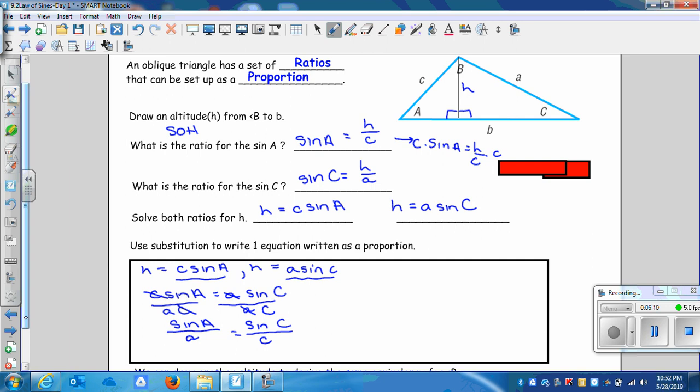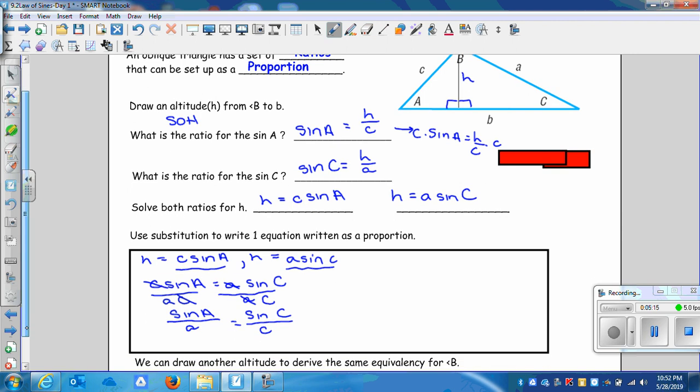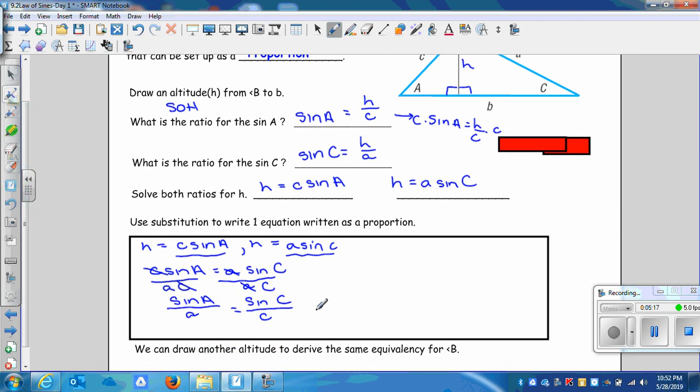Now, I could go on and redo an altitude. I could add another altitude into this picture to calculate a B equivalency, but for time's sake, we're not going to do that. We're going to go ahead and just add this assumption in, that the sine of angle B over its corresponding side, little b, will be equivalent to all these other ratios as well.